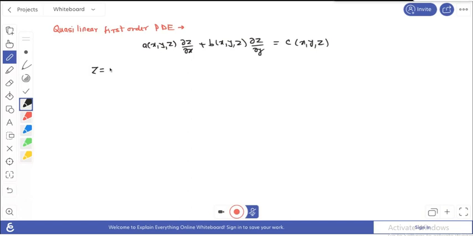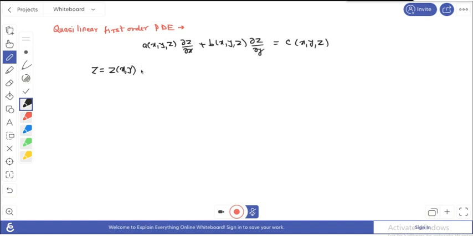This z is the function of x, y. Okay, so you can write here z will be the function of x, y, or you can write this as z of x, y. Okay, so because z is a dependent variable and x, y are the independent variables. So if we solve this partial differential equation, we get the solution: z will be a function of x and y.